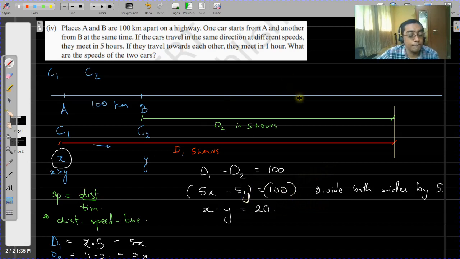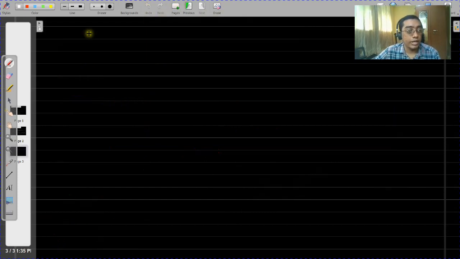Next, we go on to the next part of the question, that is, if they travel towards each other, they meet in 1 hour. What are the speeds of the two cars? They meet in 1 hour. For this, I take the next page and I draw the same thing one more time. I'm going to make it bigger.